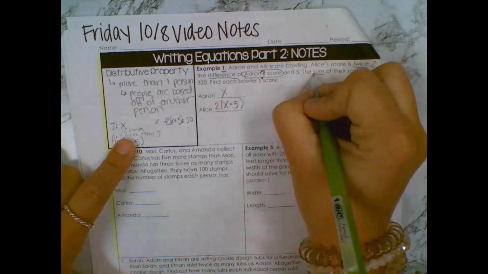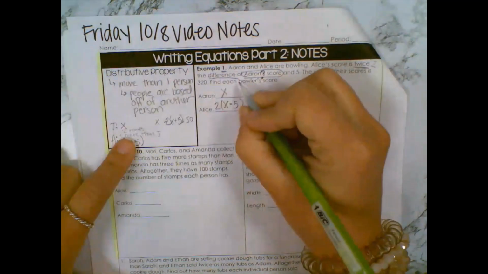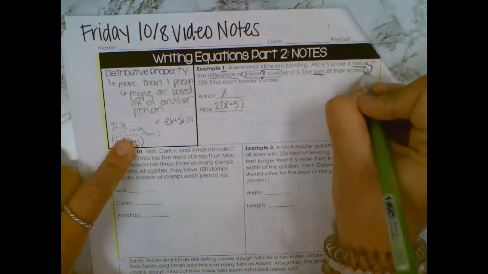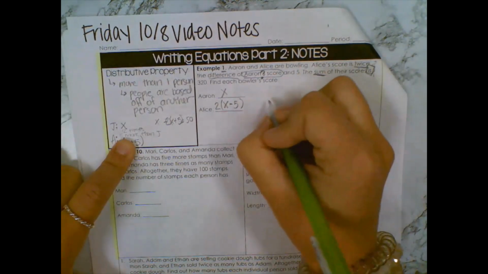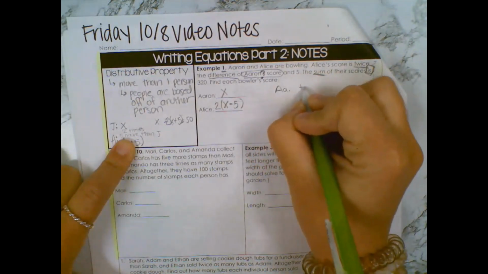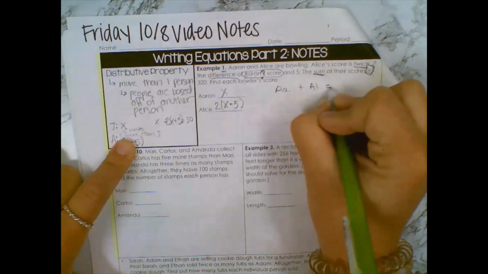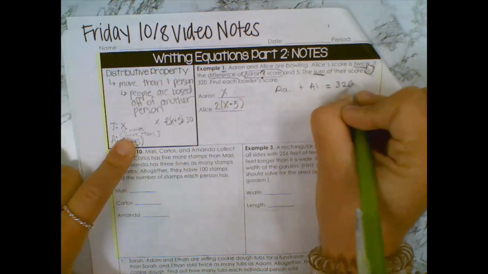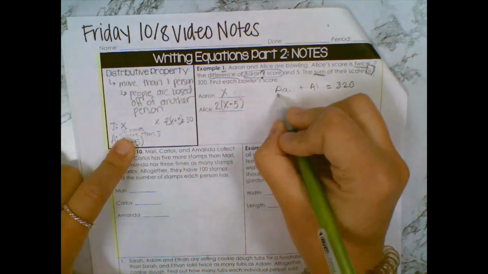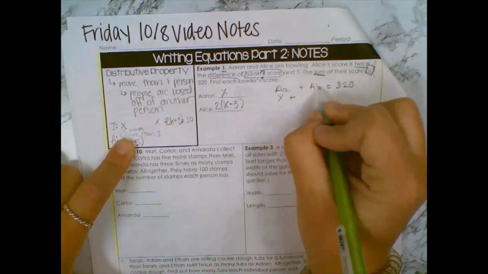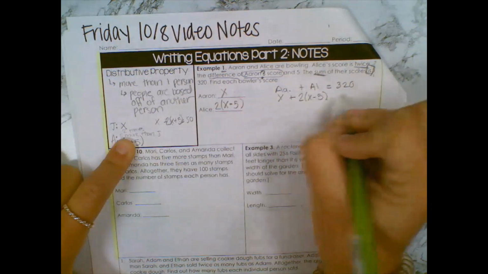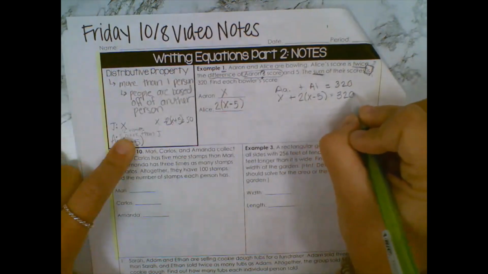So now it's saying the sum of their scores is 320. So remember, is means equals. That's how we know we have an equation. So the sum, Aaron plus Alice equals 320. So now I'm just going to add their scores together. Aaron is an X plus Alice, which is 2 times X minus 5 equals 320.